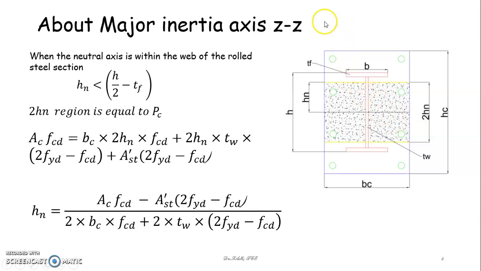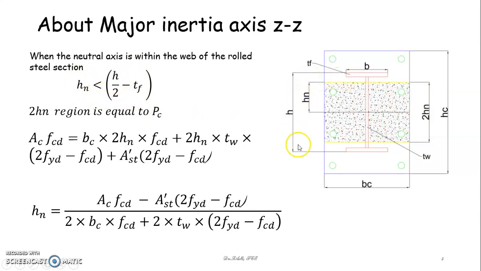So here, to locate this HN distance, since the cross section is not made up of one material, since it's made up of more than one material, therefore HN is taken in three cases. One is that HN will be within the depth of the steel web section, or within the flange of this steel section, or beyond this flange of the section. So in this case, I have taken the case that my 2HN region is within the web of the steel section. That is why I put this condition.